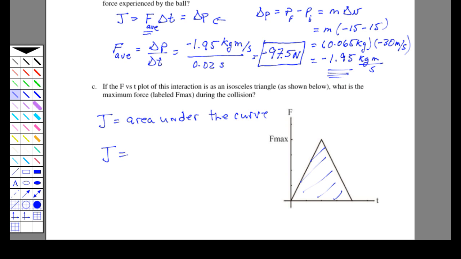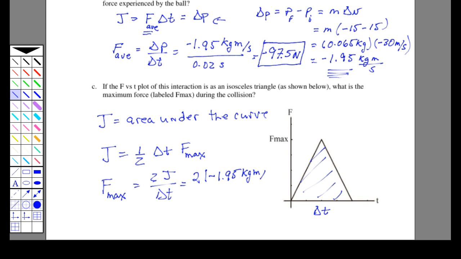The area under the curve is 1/2 times the base, which is delta T, times the height, which is our F max, that's the quantity we're wanting. So we can solve for F max. This is just J times 2 over delta T. So it's 2 times J. Remember, we want the absolute value of it, 1.95 kilograms meters per second. And we divide by our time.